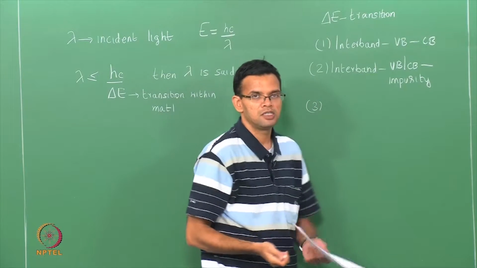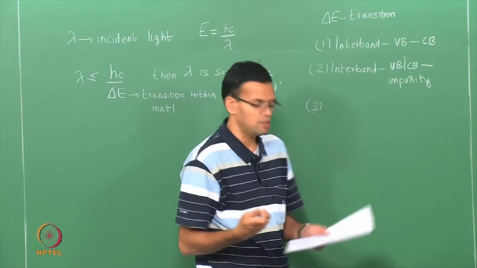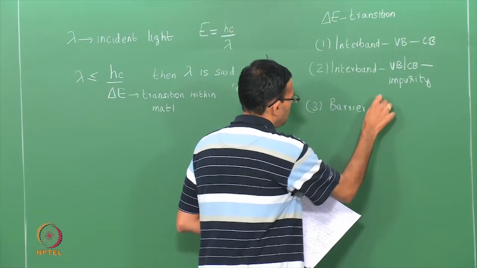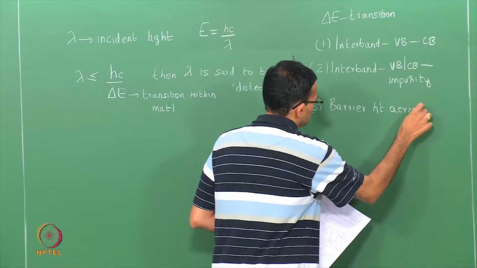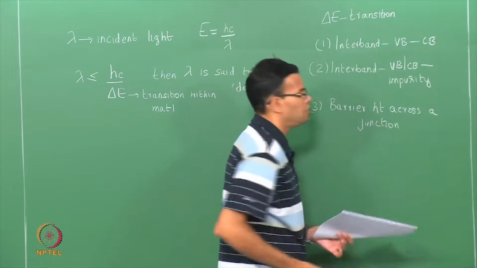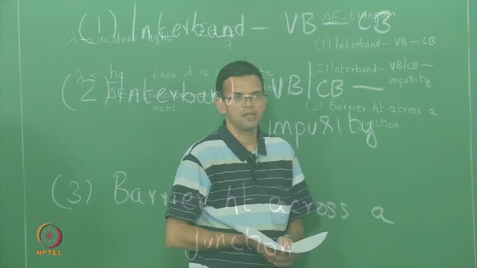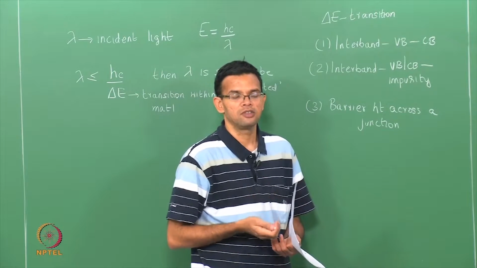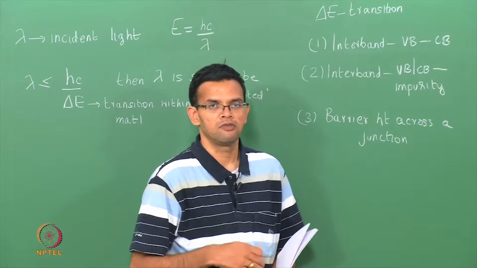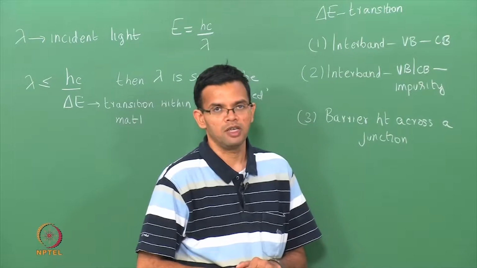If you have junctions, then you have barriers at the junction, so that your transition could be across a barrier. This could correspond to a barrier height across a junction. For example, later we will look at some Schottky diode based photodetectors, in which case your light can have sufficient energy in order to excite the electrons from the metal to the semiconductor, in which case they will have to overcome the Schottky barrier.